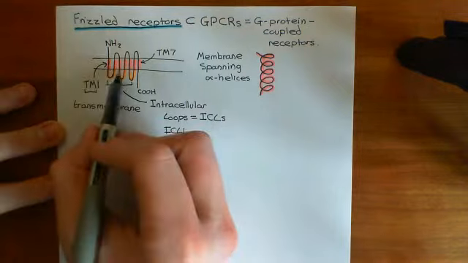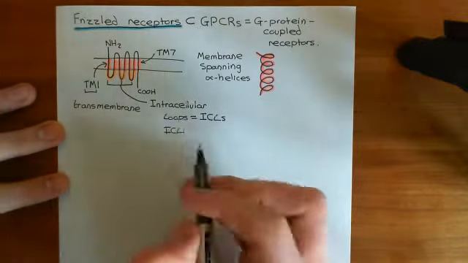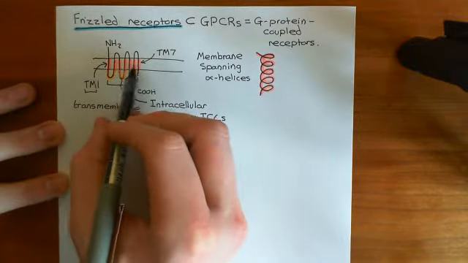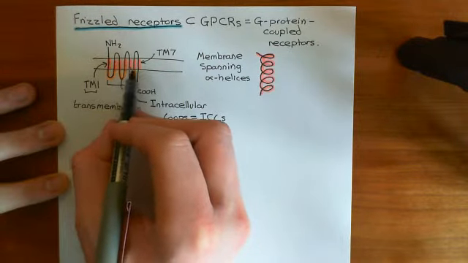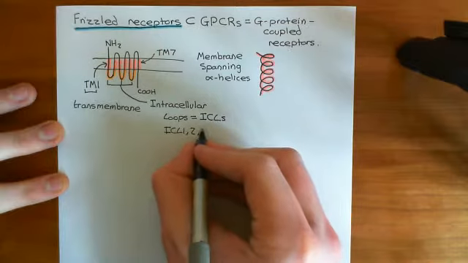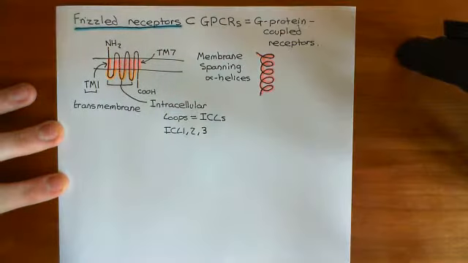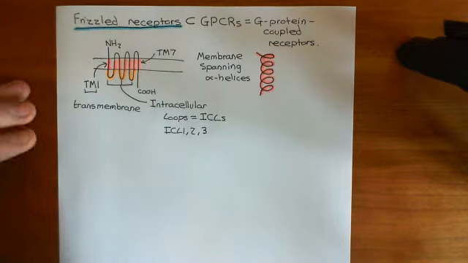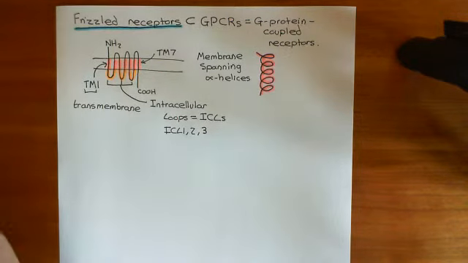The second intracellular loop between TM3 and TM4 will be called ICL2 here. And the third intracellular loop between TM5 and TM6 will be called ICL3. So those are the 3 intracellular loops of a G-protein coupled receptor.